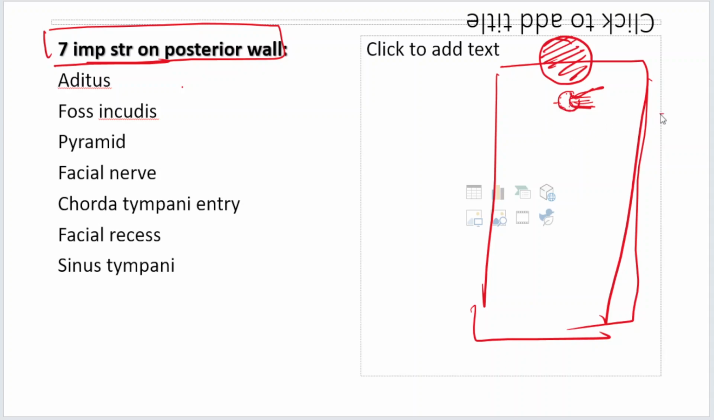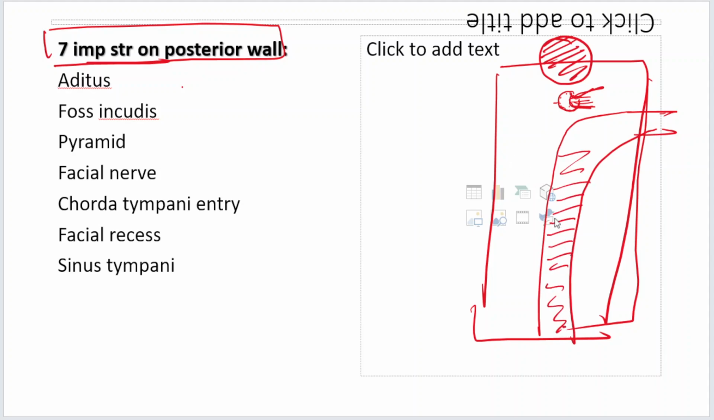The fossa incudis forms the superior boundary of the facial recess. Then you have the horizontal segment, which becomes the vertical segment of the facial nerve, passing through the posterior wall. This is the vertical segment of the facial nerve. On the posterior wall, you will have a bony projection that is called a pyramid. The facial nerve will lie right under the pyramid. From the pyramid you will have the stapedius tendon.